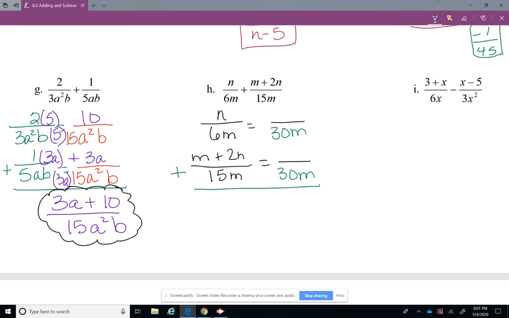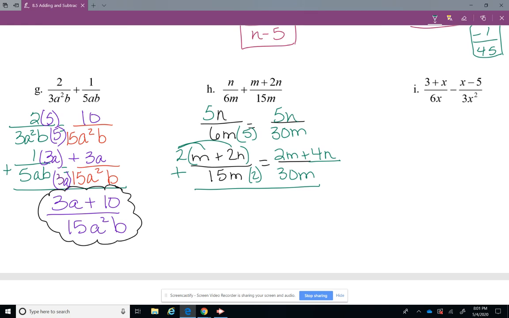All right, so what did I have to multiply the denominator by for 15m? I'm going to have to multiply it by 2. So now I'm going to have to multiply the m plus 2n by 2. So 2 times m is 2m, and 2 times 2n is positive 4n. All right, 6m times what is 30m? That's going to be 5. So multiply the numerator times 5.